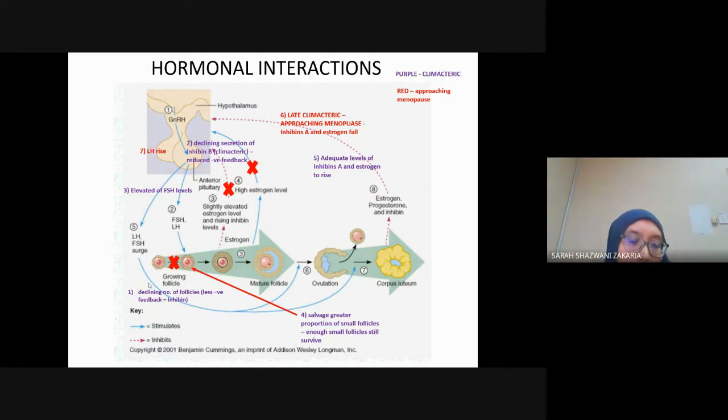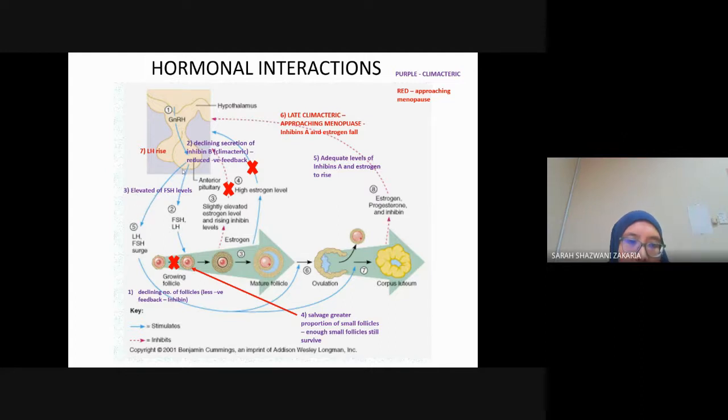Number one, you can see here declining number of follicles, so less positive feedback mechanism. The inhibin is less, the estrogen level is less, therefore the FSH will keep rising. Then number two: the declining number of follicles will influence declining secretion of inhibin. I think you understand. Therefore, with this declining, it will increase the anterior pituitary secretion of FSH and LH, so the FSH levels are elevated.